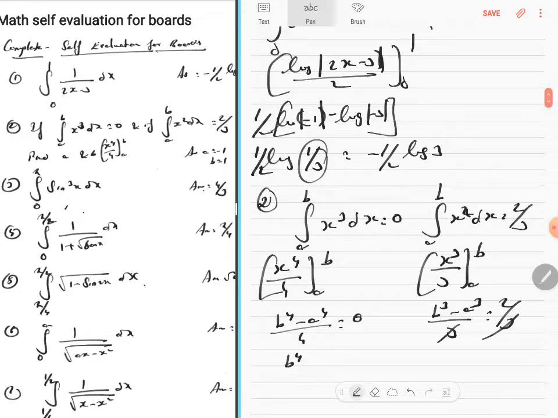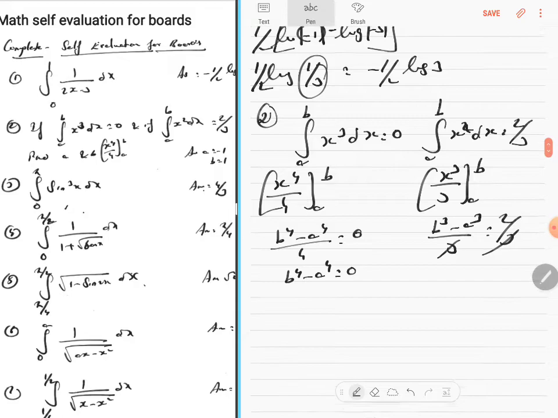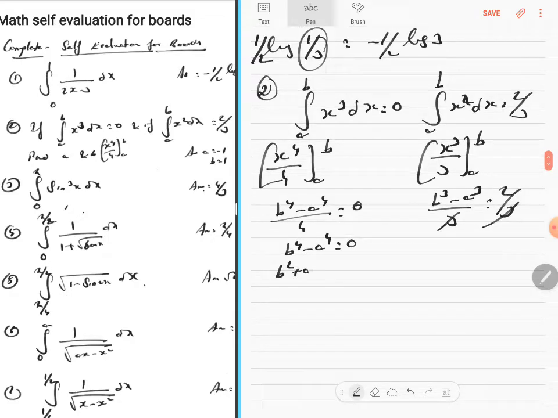So b to the power 4 minus a to the power 4 itself is 0, which is b square plus a square into b square minus a square is equal to 0. It's not possible for this to be 0, therefore b square has to be equal to a square. So b equal to a or plus or minus. Okay, so then if it's equal, then there's a problem, right? So we can think that it's got to be equal to plus or minus a, so b has to be minus a.